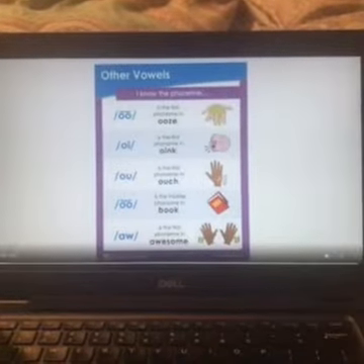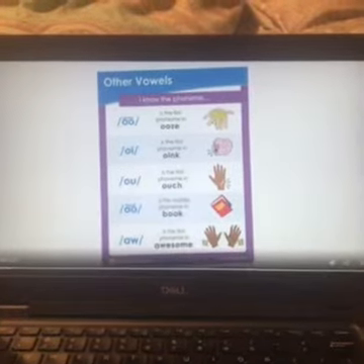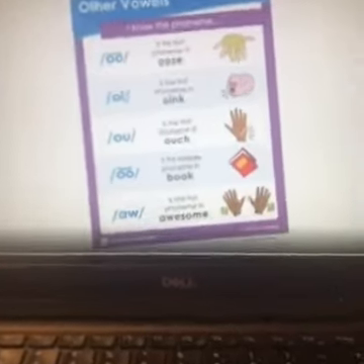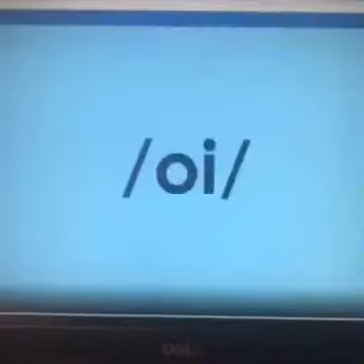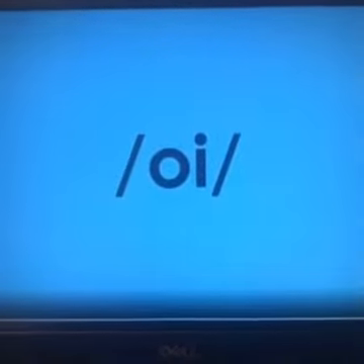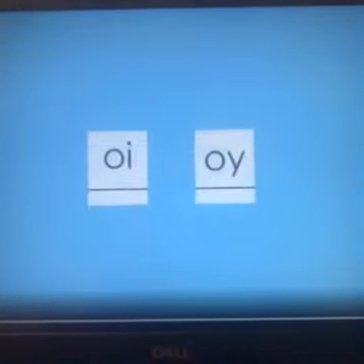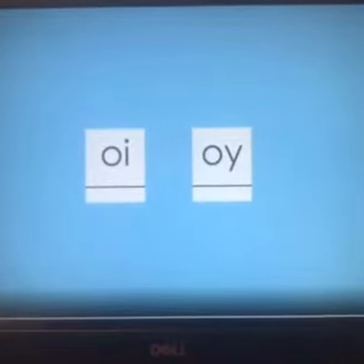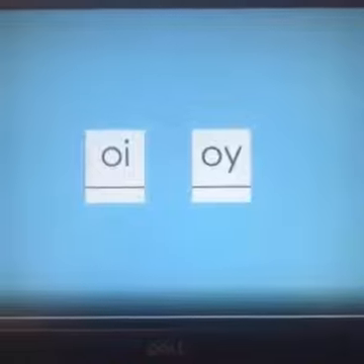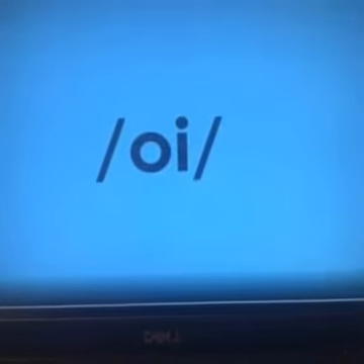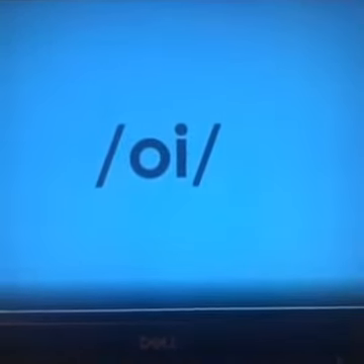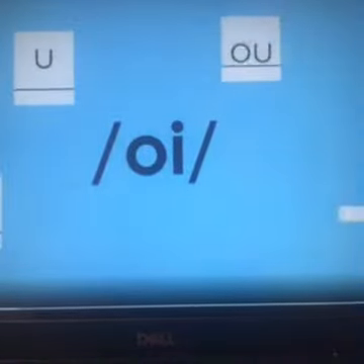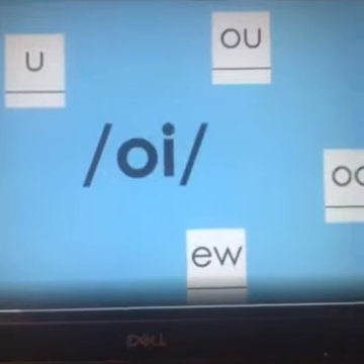In our phonemic awareness lessons, we're learning about a category of vowel phonemes called other vowels. There are 5 phonemes on our other vowels poster. In today's lesson, we'll be studying the oi phoneme and learning the 2 most common spellings of oi, O-I and O-Y. These are the only 2 ways to spell the sound of oi, and there's an easy way to tell which spelling to use. This makes the spellings of oi much simpler than some of our other vowel spellings.